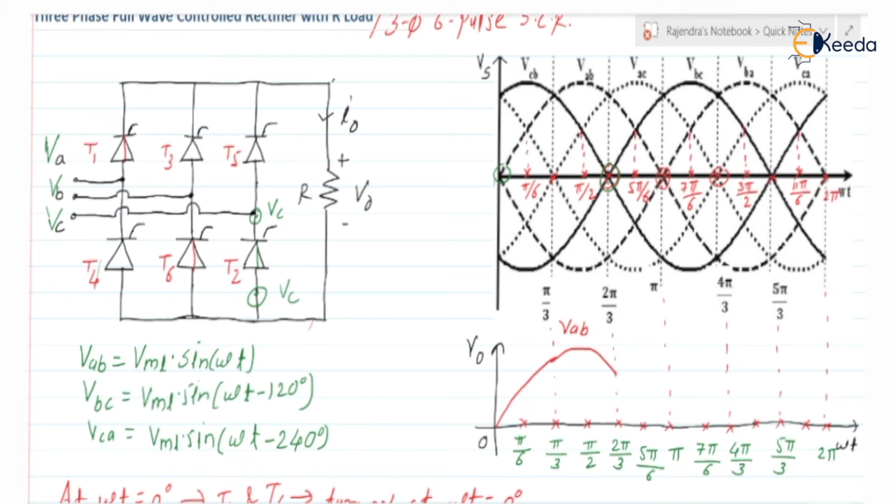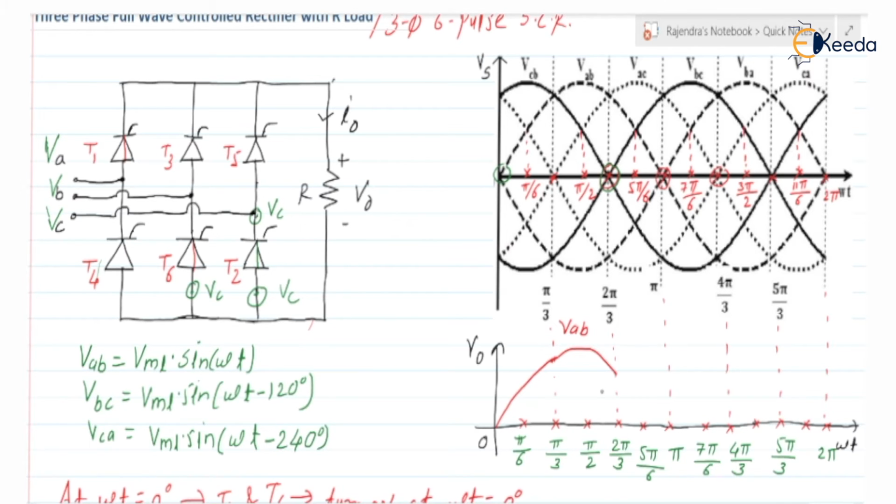If this is Vc, what is the voltage at the anode of T6? It is the Vc only. So if you check for thyristor T6, the anode voltage is Vc and the cathode voltage is Vb. So Vc minus Vb is VCB. So please check the VCB value when thyristor T2 turns on.